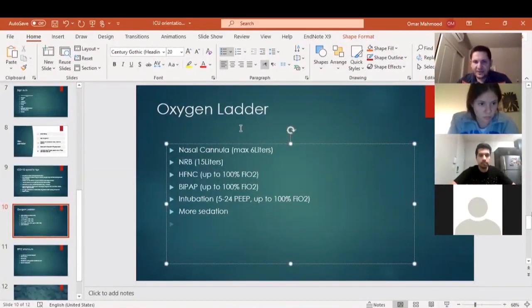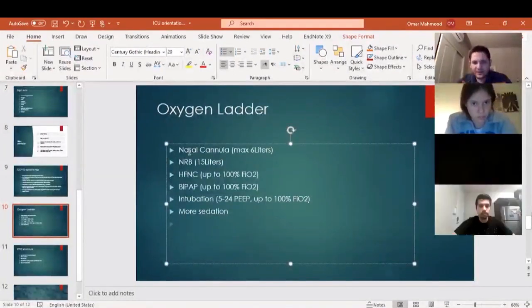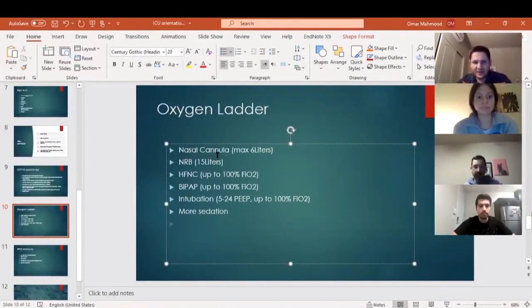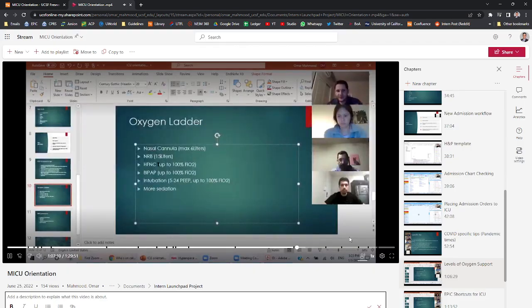So basically, in terms of oxygen, with nasal cannula, the maximum they can get is 6 liters. If they fail, they can go to oxygen mask or non-rebreather up to 15 liters, which is technically 100%, but there's some leaks, so it's not fully 100% FiO2.